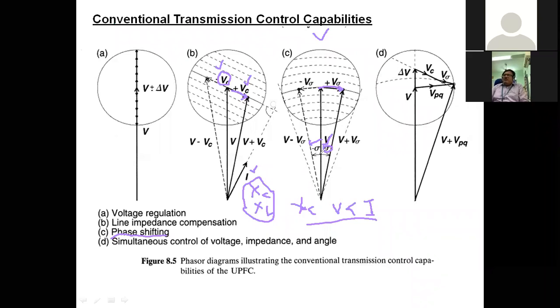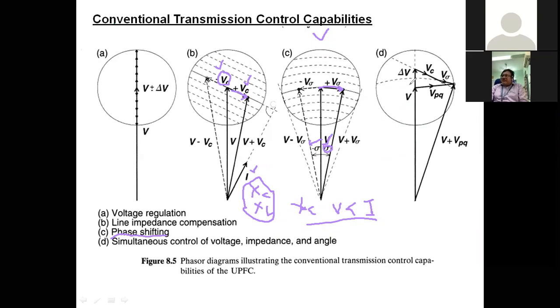Even if the voltage magnitudes are the same, there will be a change in the phase angle difference. Because of that, real power flow will take place, and that real power flow depends on the phase angle difference, that alpha, whatever we have seen: EV by X into sine alpha, where alpha is the phase angle difference, or delta if you want to take it, just the representation is different. So these conventional control capabilities are very important as far as FACTS controllers are concerned.